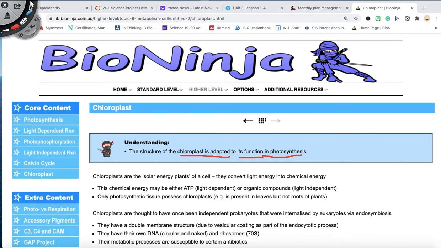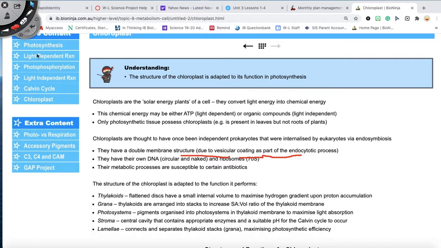So what are the structures of the chloroplast that you need to learn, and what is a chloroplast? A chloroplast is an organelle found in plants, and they convert light energy into chemical energy. So that's exactly what they do, right? The chemical energy may be either ATP for the light-dependent reactions or in the form of organic compounds in the light-independent reactions, which we'll talk about in another video.